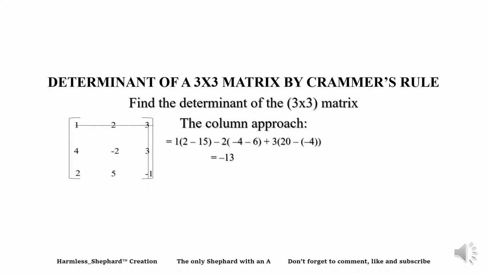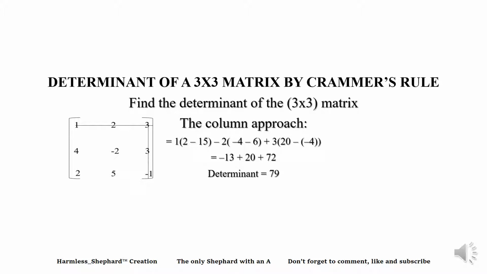So the first bracket will give us -13. That is 2 minus 15 is -13 times 1 is -13. Then the second bracket, -4 minus 6 is equal to -10 times -2 will give us 20. And the -4 will nullify itself and we have 20 plus 4, which is 24, times 3 will give us 72. So if we add up all that, we have our determinant to be 79.